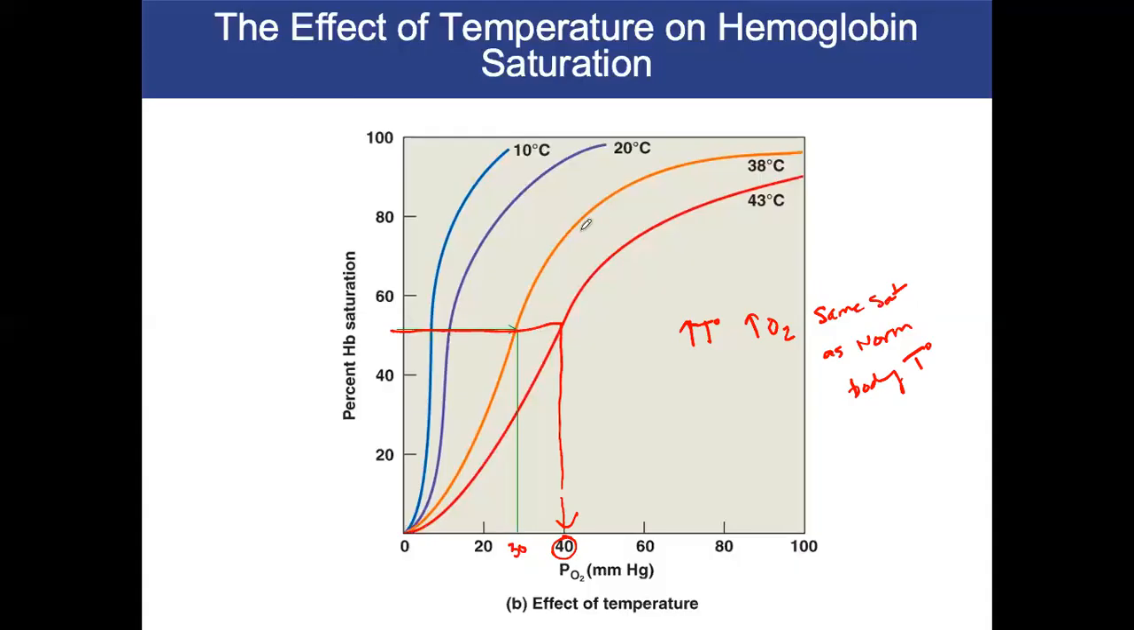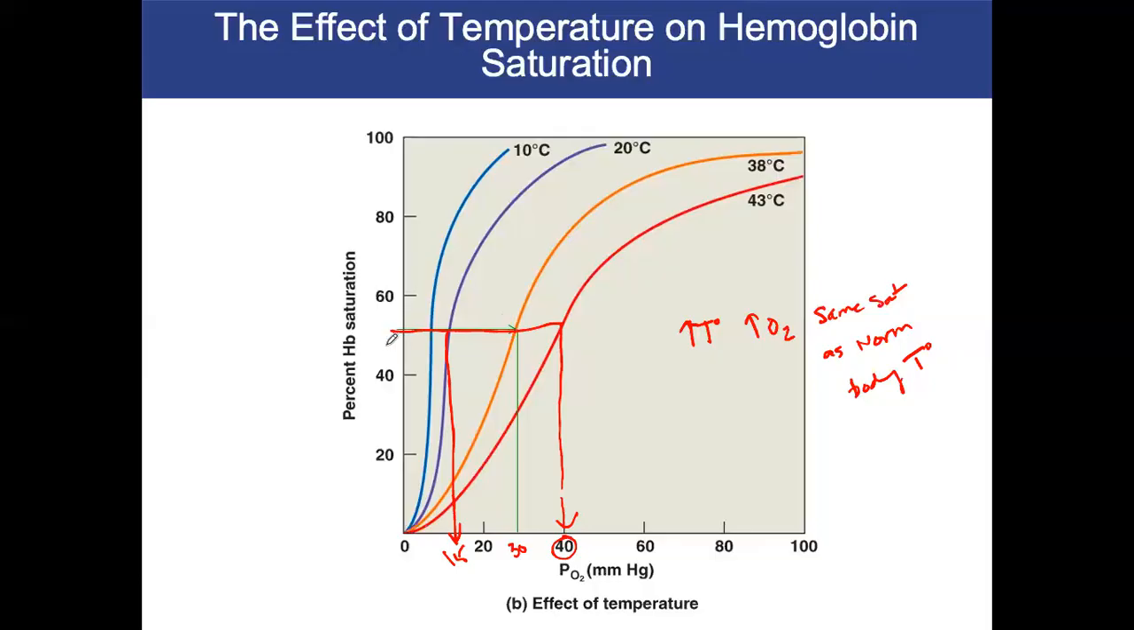Okay. Let's talk about when you're colder, 20 degrees Celsius. So let's say you're at 20 degrees Celsius. How much oxygen do you need to get 50% saturation? More or less? Good. Less. So what would you call that? About 15, right? So in a colder environment, I need less oxygen to get the same level of saturation compared to normal body temperature. And I need way more oxygen when I have a fever or when the environment's warmer.